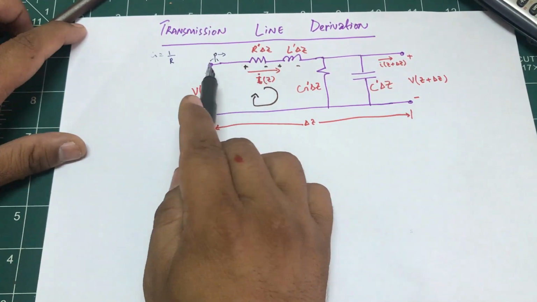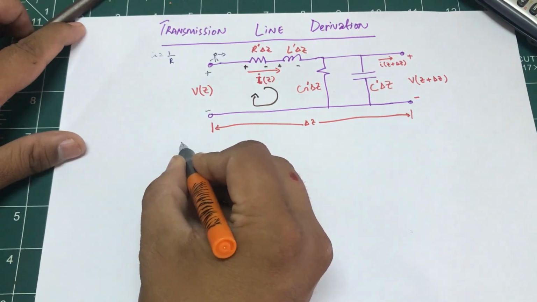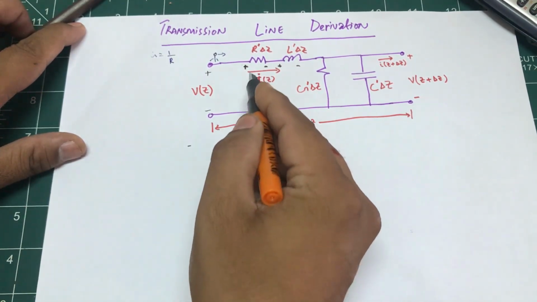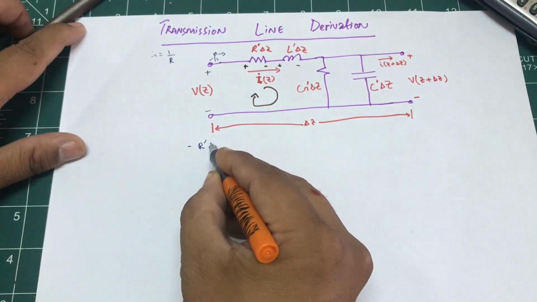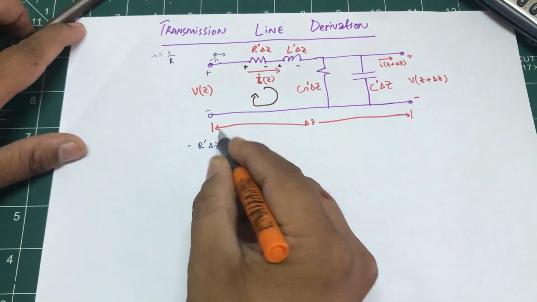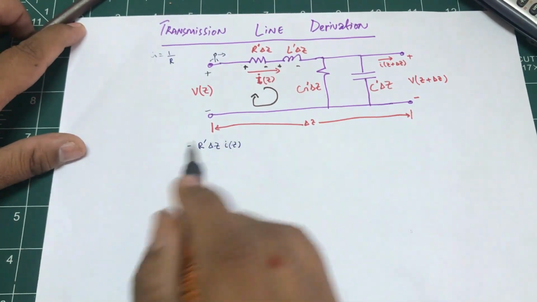So the first thing that I'm going to do when I start walking, when I land over here, the first thing I'll get is actually negative, because I'm taking the landing sign, R prime delta Z. What do I need to multiply to get V of Z? Is I of Z. All right, guys.